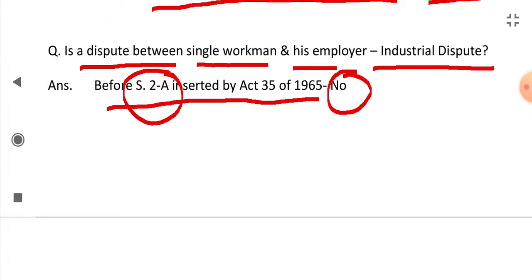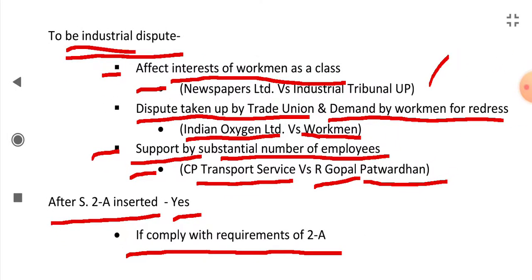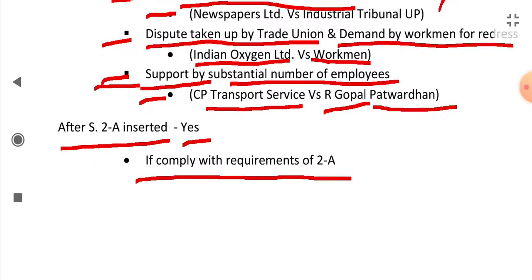There was a question: is a dispute between a single workman and his employer an industrial dispute? Before section 2A was inserted, the individual dispute was not an industrial dispute. After section 2A was inserted, it became an industrial dispute if it complies with the conditions of section 2A. Before insertion of section 2A, for an individual dispute to be an industrial dispute, either it affects the interests of workmen as a class, or the individual dispute is taken up by the trade union and the demand made by workmen for its redress, or the individual dispute is supported by a substantial number of employees, the majority of employees. Then it becomes an industrial dispute.